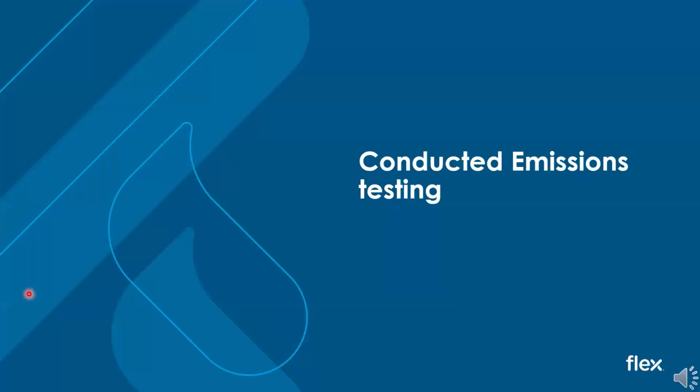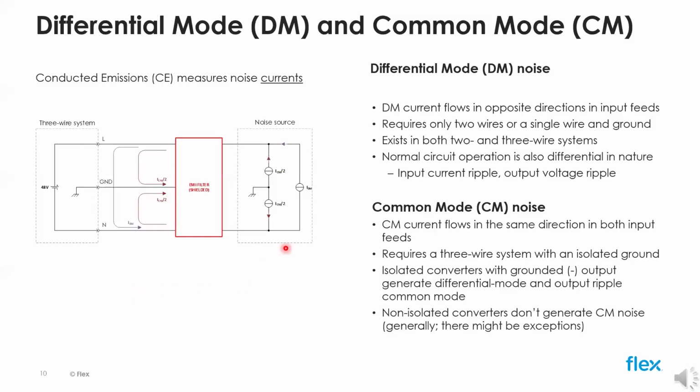We have seen typical conducted emissions test results, so let's see very quickly how conducted emissions are tested and one simple way to separate common mode from differential mode noise. One very important thing to note is that in a conducted emissions test, we measure noise currents.